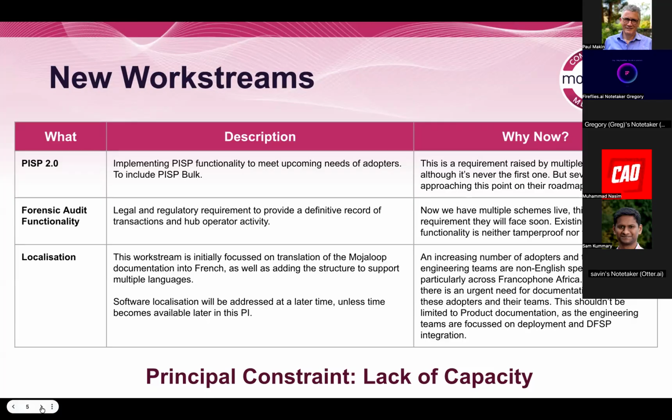Software localization will be addressed at a later time. That means essentially the finance portal and also error log messages, for example, being available in multiple languages.